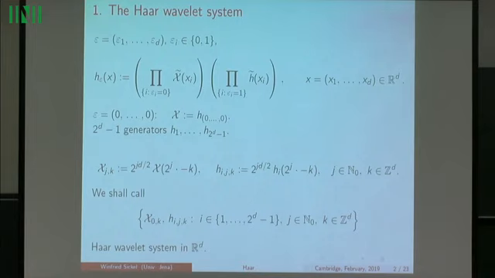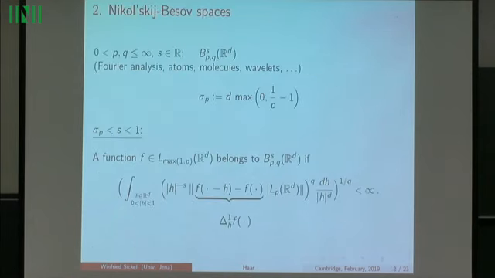I try to avoid the name basis because in my talk the basis property will not play a role in some sense. I'm interested in a little bit weaker property. You will see at the end why. So this system is of course an orthonormal basis in L2. It's an unconditional basis in L^p, and it's also an unconditional basis in some Besov spaces. So let me recall this a little bit.